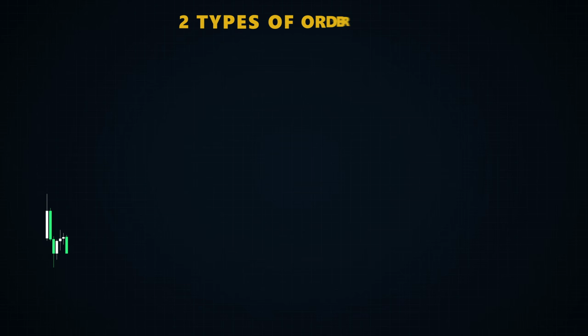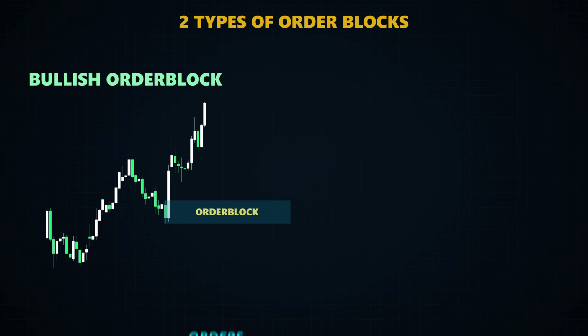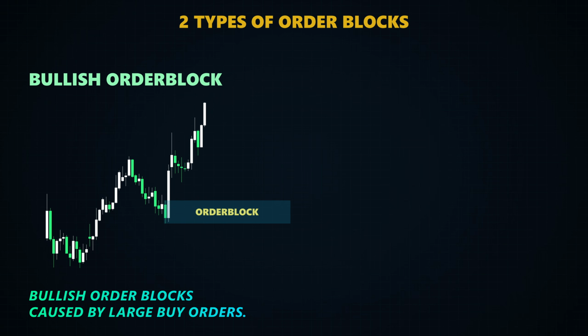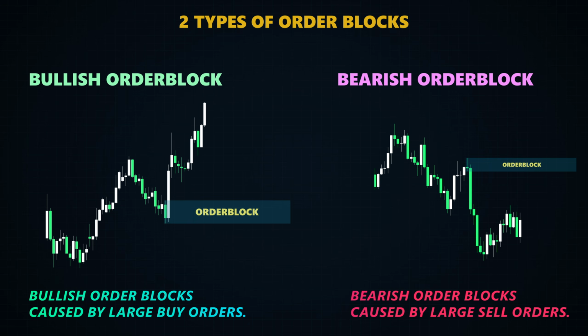Now let's talk about the two types of order blocks you need to understand. First, we have bullish order blocks created by strong buying pressure. These typically signal that the market is about to move higher. Then we have bearish order blocks, formed by heavy selling pressure, signaling a potential downward move.